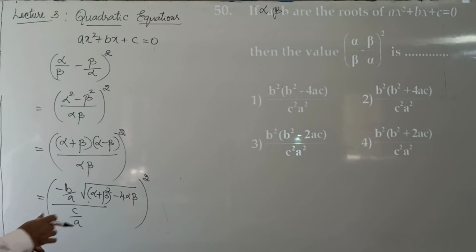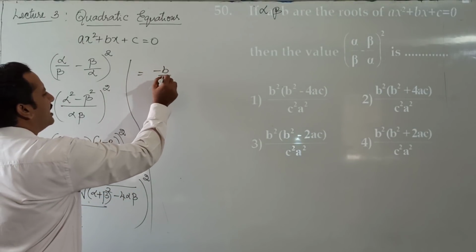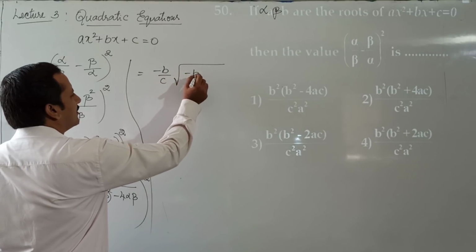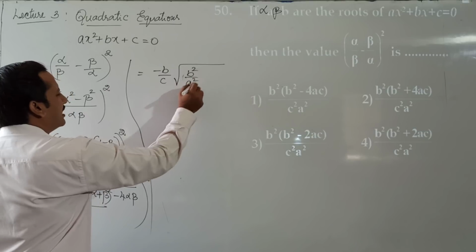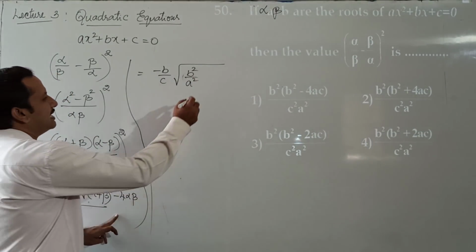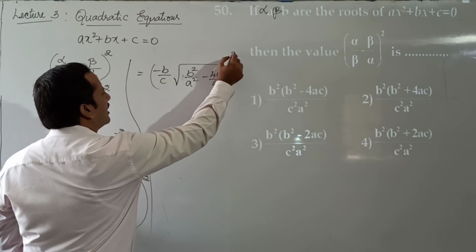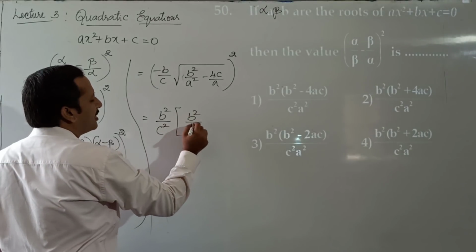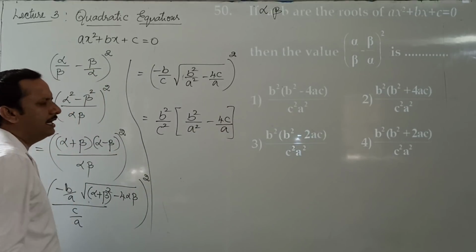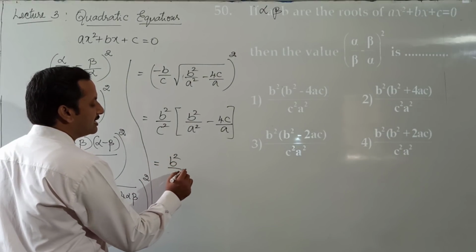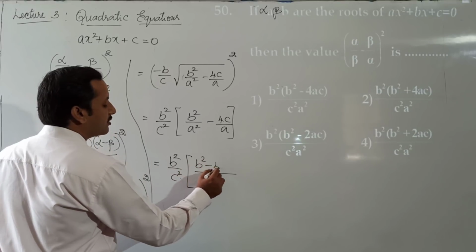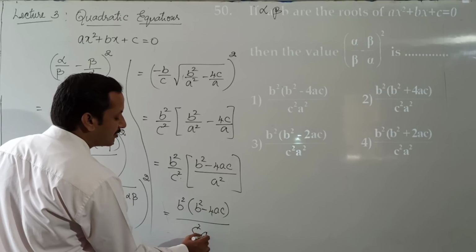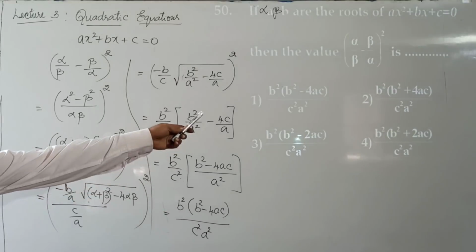Here a gets cancelled. So, I'll continue here, minus b by c into root of, see, alpha plus beta is minus b by a. Minus b by a whole square, so I directly write b square by a square, minus 4 alpha beta, which is c by a, so minus 4c by a. So this is equal to minus b by c whole square, that will become b square by c square, into b square by a square minus 4c by a. Take LCM here, a square is the LCM, that will give you b square by c square into b square minus 4ac divided by a square. That's equal to b square into b square minus 4ac divided by c square a square, which is the first option.